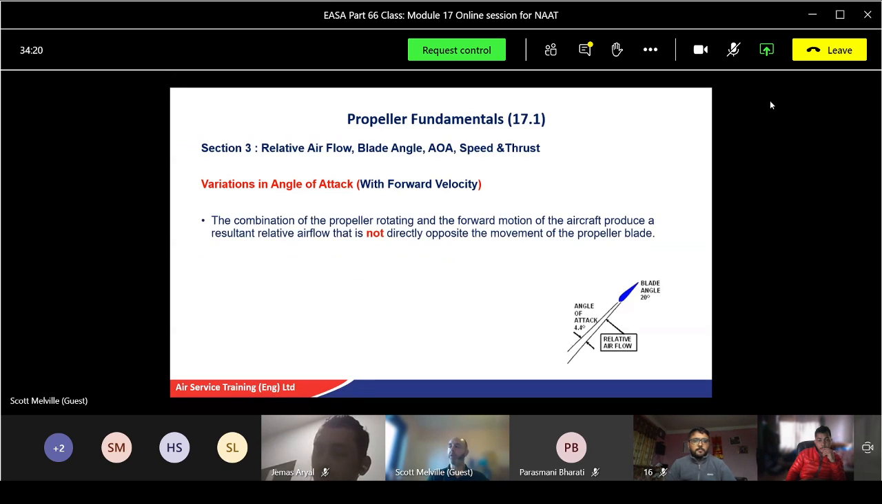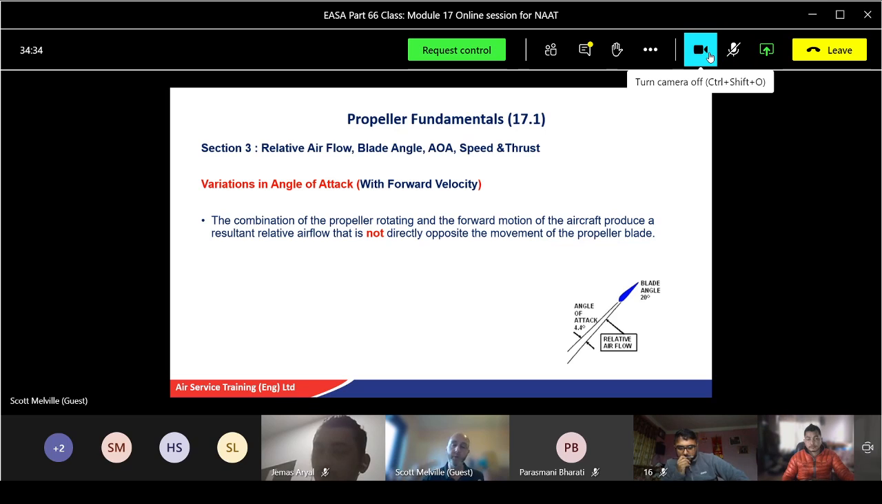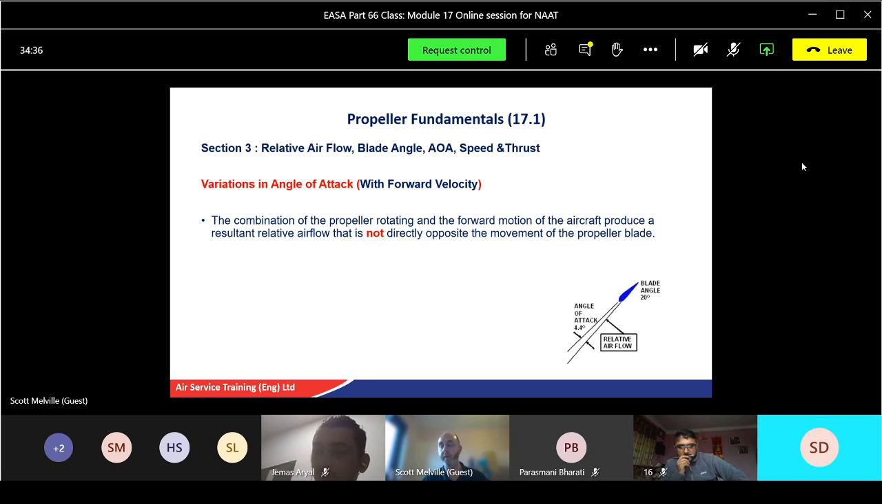So the combination of propeller rotating and forward motion of the aircraft produces what's called the resultant relative airflow, that is not directly opposite the movement of the propeller blade. So it's not as it was when it's static. Due to the forward motion of the aircraft, in other words, the blades attached to the aircraft moving forward, we're catching up with the airflow.